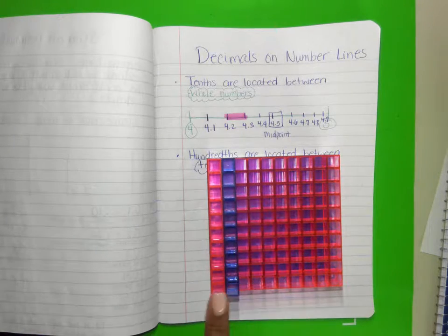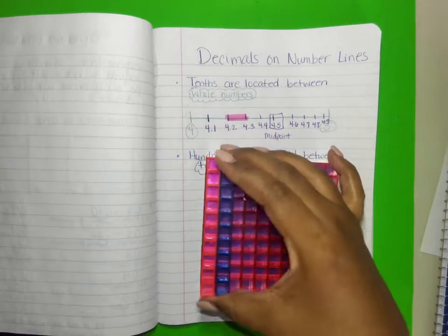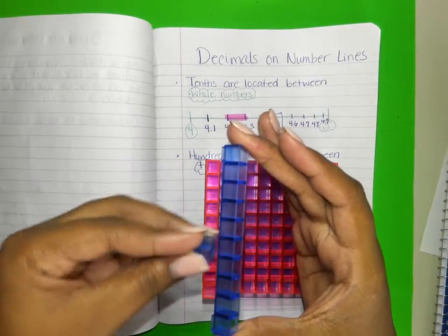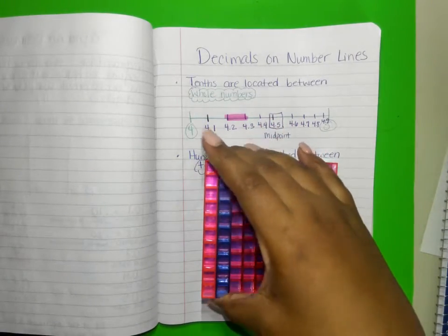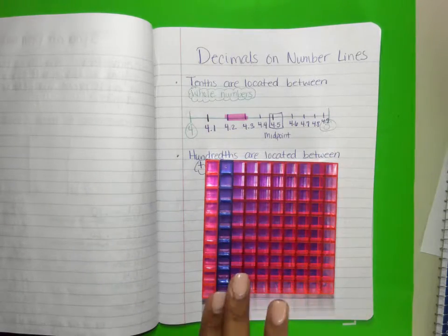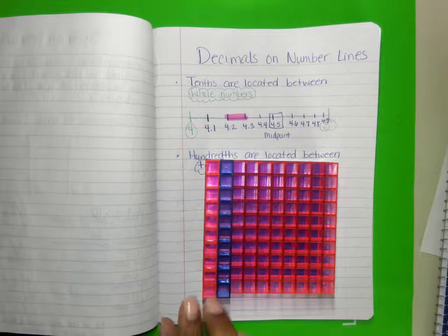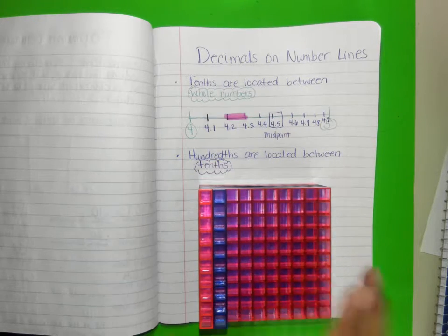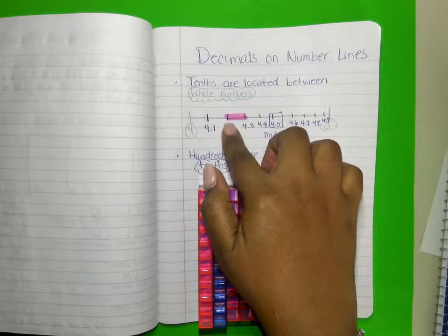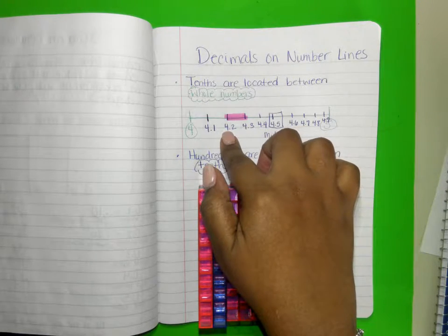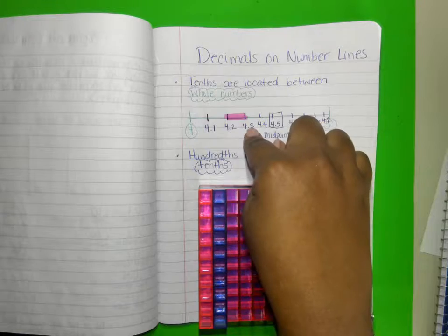So what I did, I just broke apart, mentally, my tenths into my smaller units. If I broke each of these apart, it'll still be 10. And I have 2 of those, so 10 plus 10 equals 20. So I see 4 and 2 tenths, but I also see 4 and 20 hundredths. Okay? So since I zoomed in, I'm trying to get from 4 and 2 tenths to 4 and 3 tenths, or 4 and 20 hundredths to 4 and 30 hundredths.